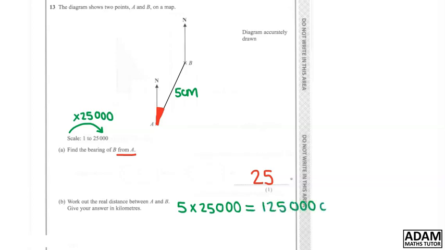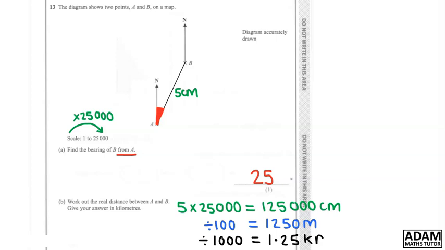125,000 centimetres. There are 100 centimetres in a metre, so start by dividing by 100. 1,250 metres. And there are 1,000 metres in a kilometre, so dividing by 1,000 would be 1.25 kilometres.